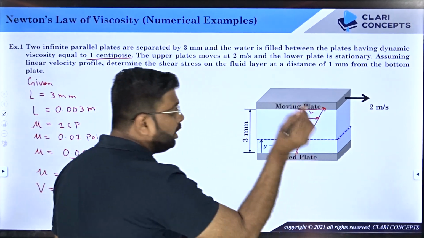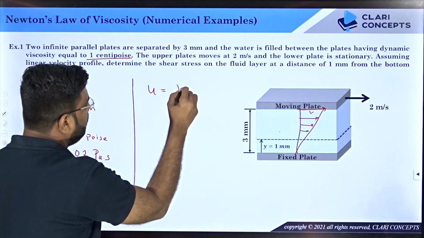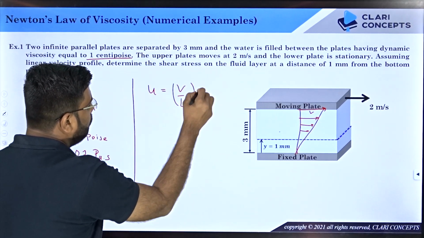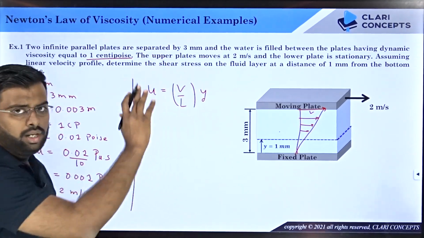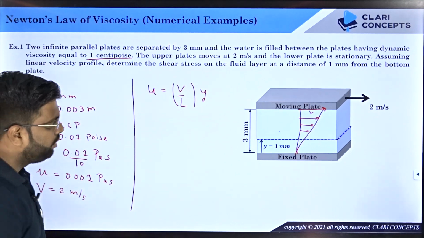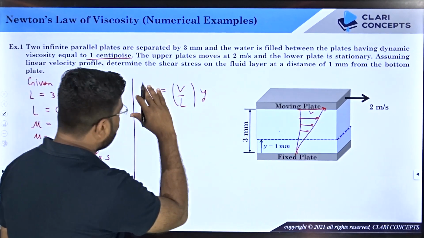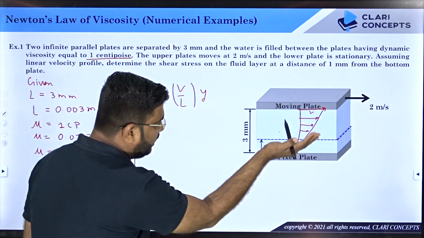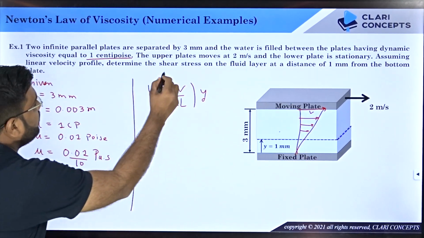And we have understood in the numerical or the derivation aspect that u equals V by L into y. This is the distribution of the velocity profile. If you are unaware how this came, you can refer to the derivation portion of Newton's law of viscosity. Here, u is the velocity of the fluid layer at a distance of y meters. Now you have been asked the shear stress.